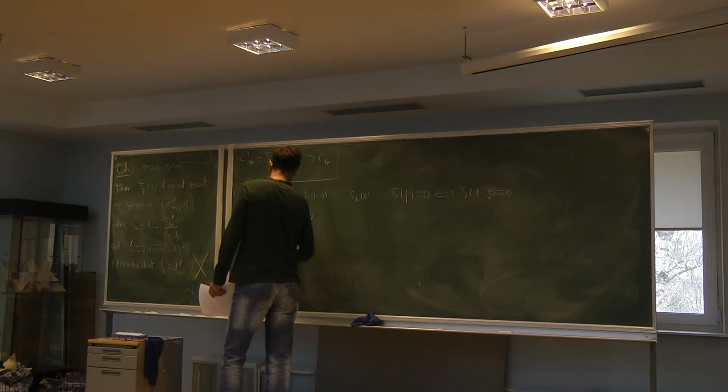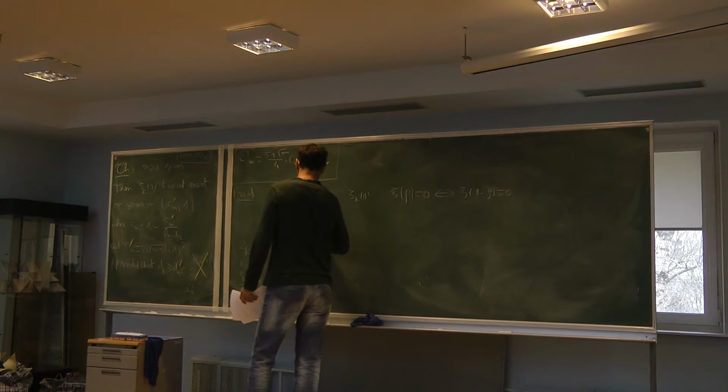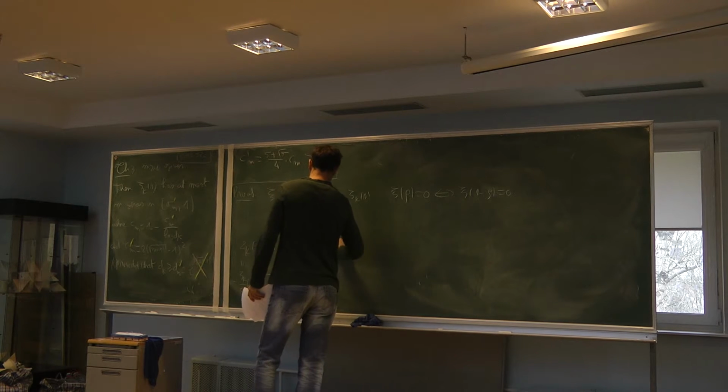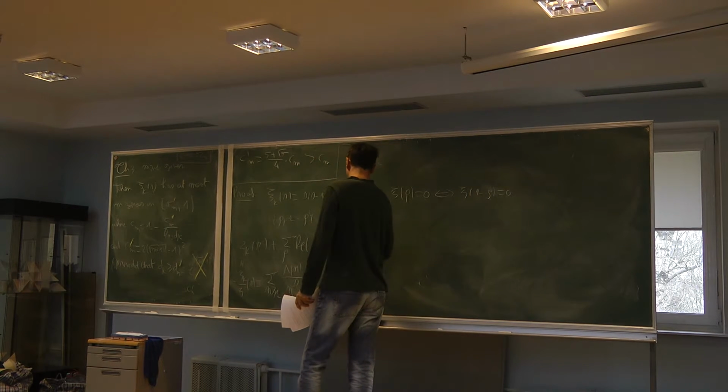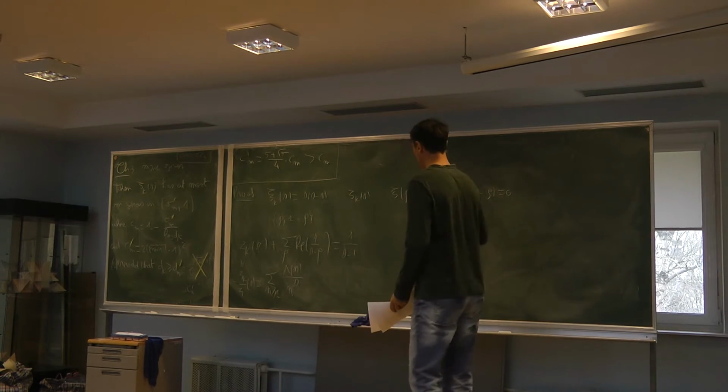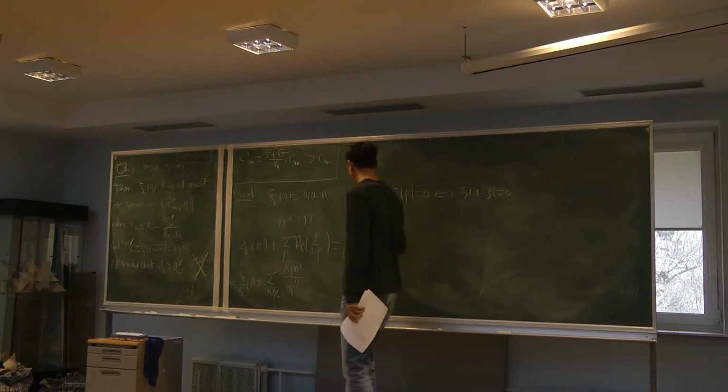Here I take the sum of all the zeros. And as I did before, I have the 1 minus 1. But here I have to be a little more careful. I keep this one.